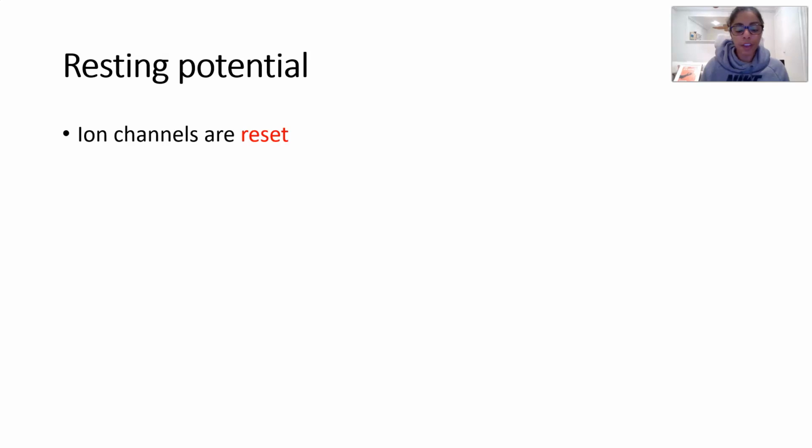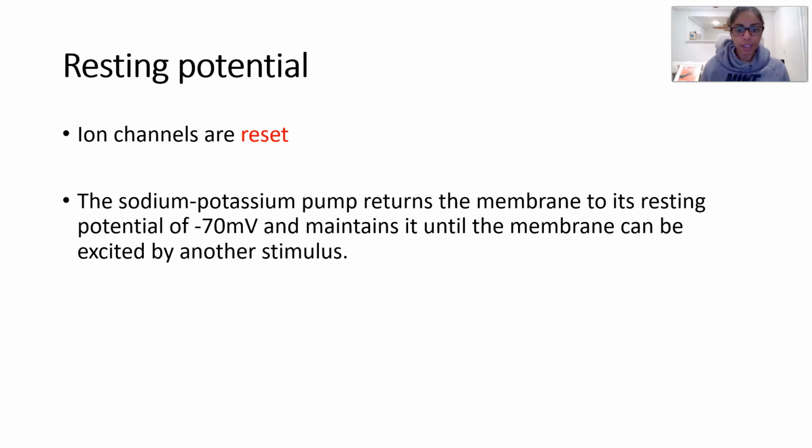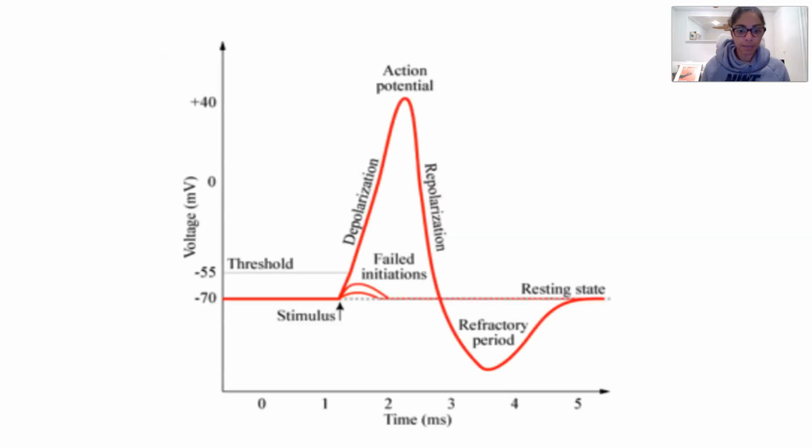And then after we've had this refractory period where no action potentials can take place, the membrane starts to get back to normal, starts to get back to negative 70. How it does that is by the ion channels resetting, so they all remain closed, and the sodium-potassium pump is ticking over in the background, transporting 3 sodium and 2 potassium, maintaining this negative 70 millivolts internally.